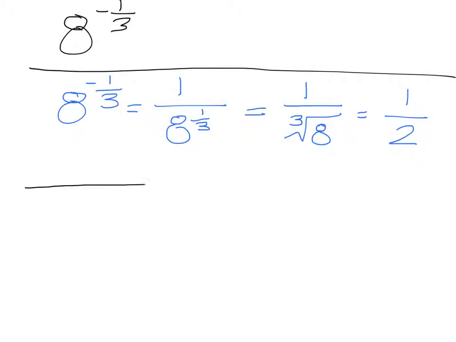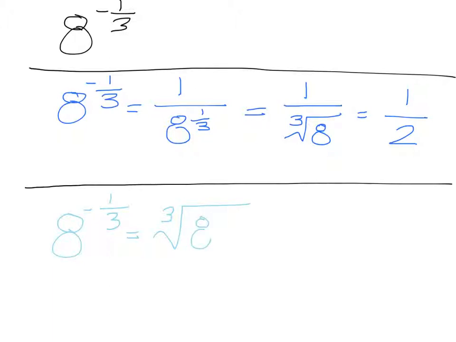Now maybe I want to do it a different way, which is perfectly acceptable. Maybe I want to take 8 to the negative 1/3, but this fraction is really bothering me, so I want to get rid of it first. So I'm going to make that the third root of 8 to the negative 1. That's going to become the third root of 1 over 8, which we can break into two parts: the third root of 1 over the third root of 8. And so the third root of 1 is just 1, and the third root of 8 is just 2.